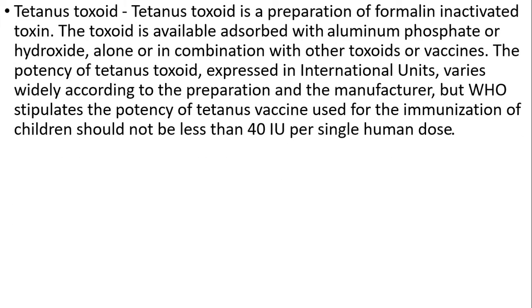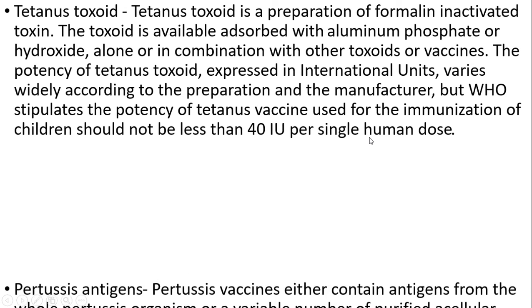Tetanus toxoid. Tetanus toxoid is a preparation of formalin inactivated toxin. The toxoid is available adsorbed with aluminum phosphate or hydroxide, alone or in combination with other toxoids or vaccines. Potency of tetanus toxoid expressed in international units varies widely according to the preparations and manufacturers. But WHO stipulates that the potency of tetanus vaccine used for immunization of children should not be less than 40 international units per single human dose.